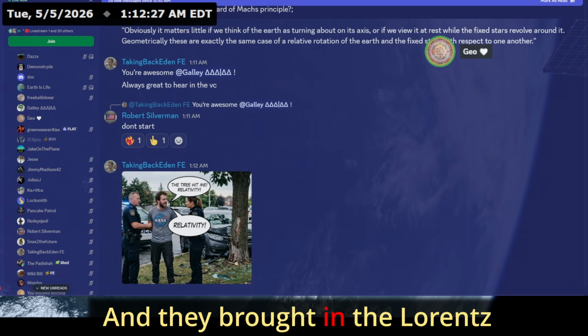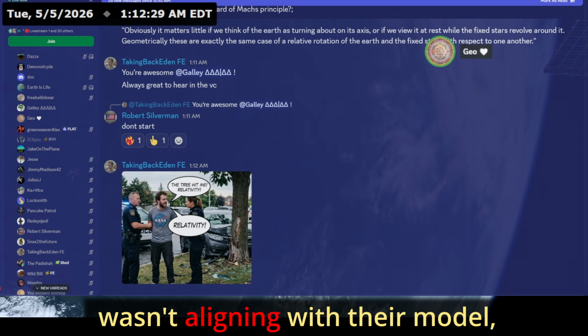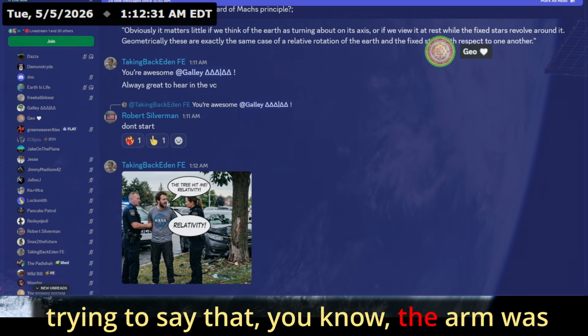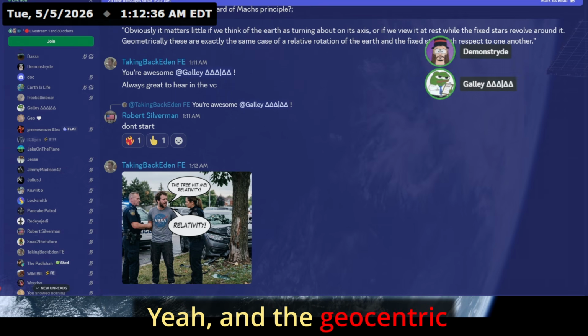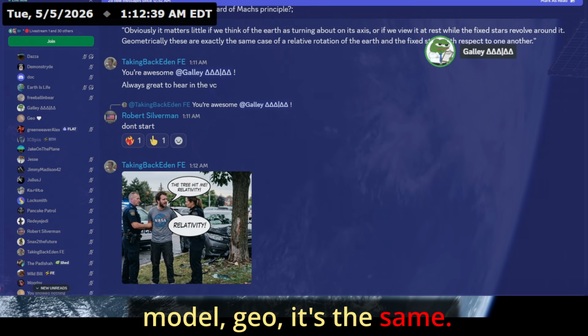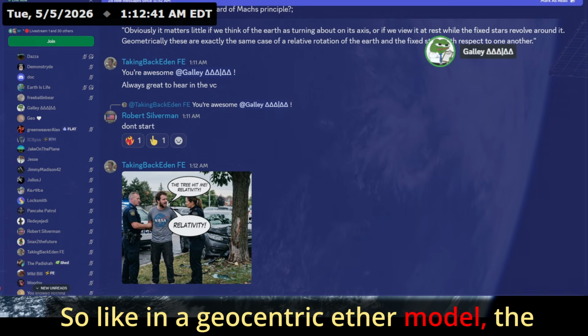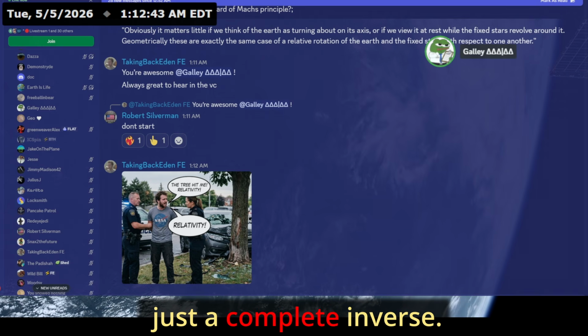Yeah. And they brought in the Lorentz contraction because it wasn't aligning with their model, trying to say that the arm was contracting and changing size in different reference frames and all that. Yeah, and the geocentric model, it's the same. So in a geocentric ether model, the interpretation was just a complete inverse.